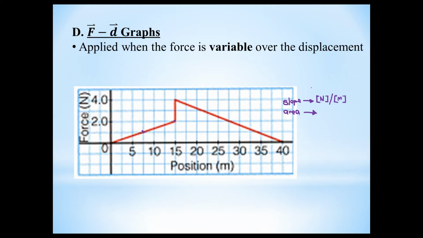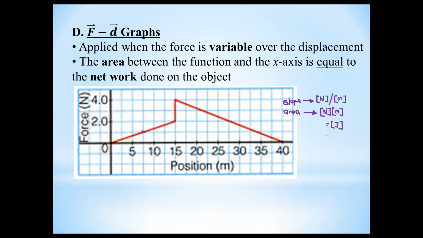If you did an area calculation, you have a couple of triangular sections here. You take the height, which would have units of newtons, and you multiply by the base of your triangle, which would have units of meters. And yes, you divide by 2, but that's not important for the units. It turns out a newton times a meter is equal to 1 joule. Therefore, it's the area under a force displacement graph that is going to yield the net work that is done on the object. I worded it a bit funky here: the area between the function and the x-axis is equal to the net work done on the object.